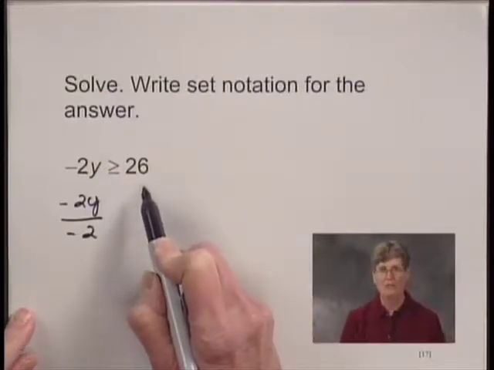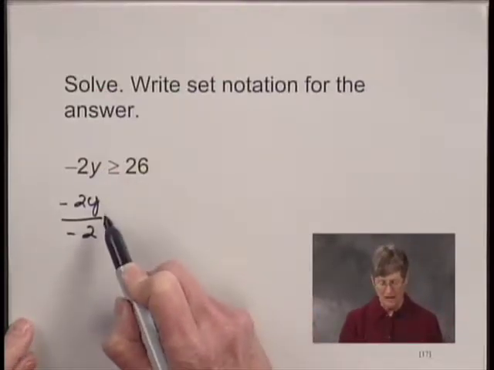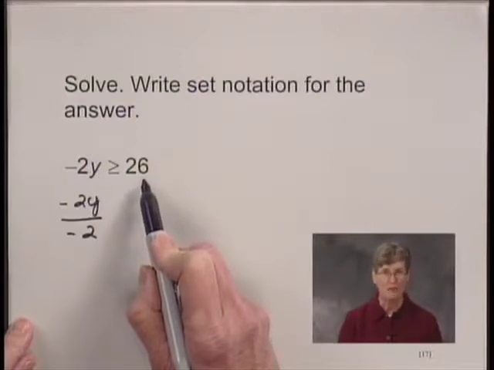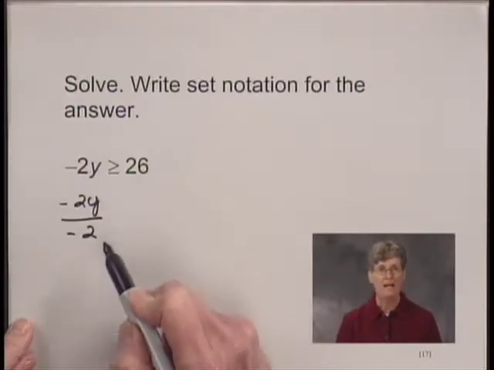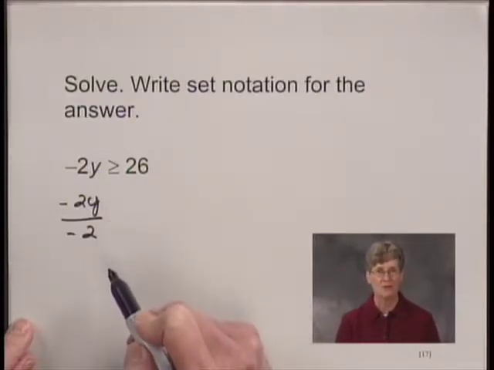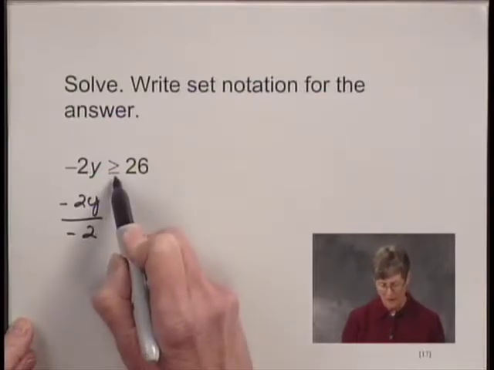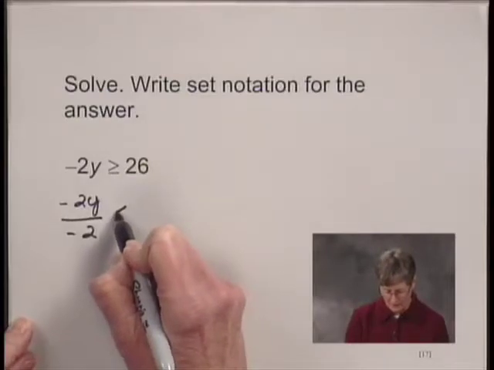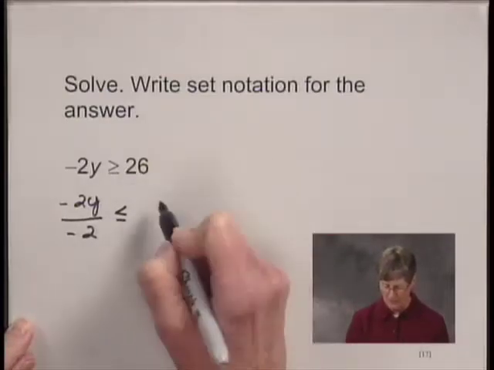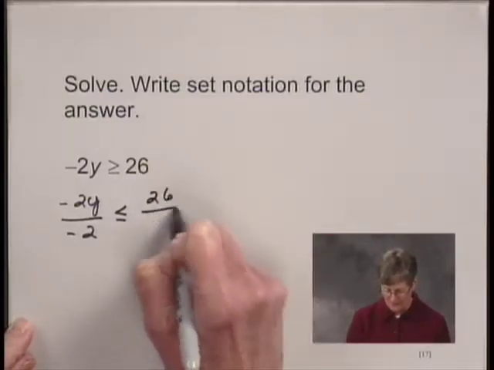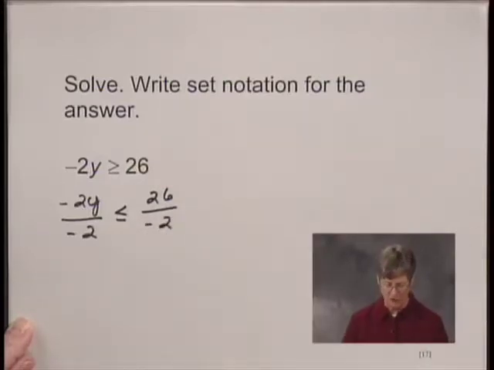The multiplication principle for inequalities says that when we divide both sides of an inequality or multiply both sides of an inequality by a negative number, we have to reverse the inequality symbol. So because I'm dividing on both sides by negative 2, I need to reverse the inequality symbol and write less than or equal to here. And then I'd have 26 divided by negative 2.